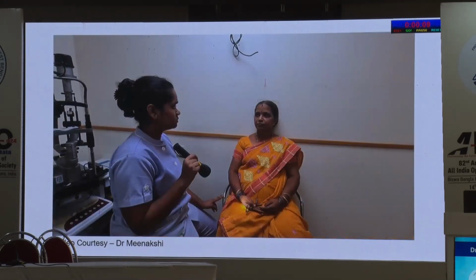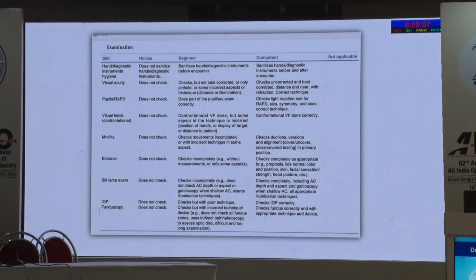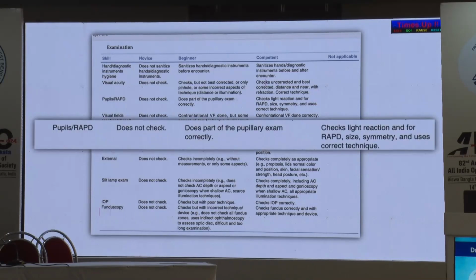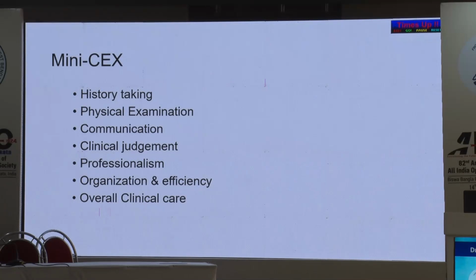So they're possibly a novice, because if you look at the pupillary reaction, a novice does not check. But actually they're a beginner because they did a part of the exam. So this is how the rubric adds up. If they did not even do it, then you would have called them a novice as per this rubric. That is where I think a little bit of a change happens in terms of the nomenclature we use and how we actually grade them. This helps us in terms of getting it done.